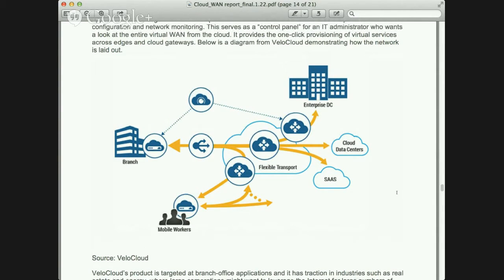VeloCloud, and I don't know if you can see my pointer. I'm pointing to this, but if you look on the left, the branch office, they're really focused on the branch office problem, which is, how do you connect to the enterprise and the data center, and how do you connect to SaaS in a more efficient way? And so they have a software-based solution for the enterprise. This is really about optimizing multi-links, and they actually deploy a lightweight device, but they manage the device, so you don't have to do anything.